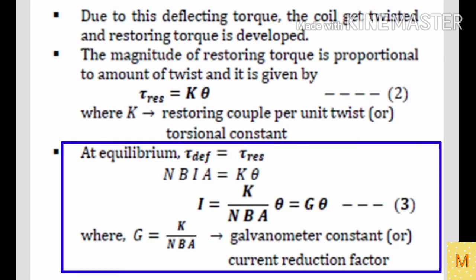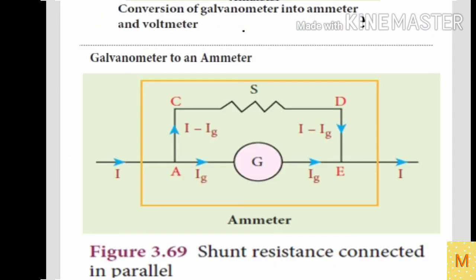At equilibrium position, the torque experienced by the deflecting couple is equal to the restoring torque, so that we can write tau deflection is equal to tau restoring. So this equation becomes NBIA is equal to K into theta. So I is equal to K by NBA into theta. Here K by NBA constant is replaced by the constant G. This G denotes the galvanometer constant or current reduction factor. Next one is conversion of galvanometer into ammeter.